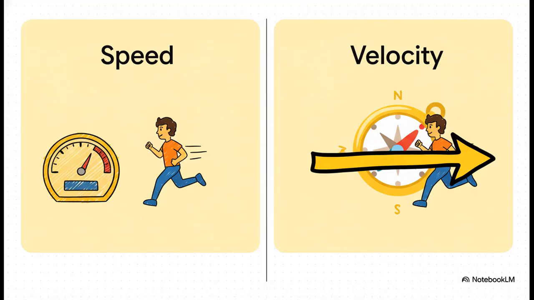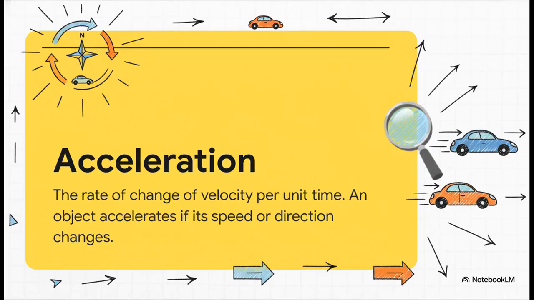You know, this same logic applies to the difference between speed and velocity. Speed is just about how fast you are going, say 60 kilometers per hour. It's a scalar. But velocity is speed with a direction. So 60 kilometers per hour due north, that's velocity. It's a vector. Just by adding that one small piece of information, the direction, we're talking about a completely different physical quantity. So what happens when velocity changes? Well, that's what we call acceleration.